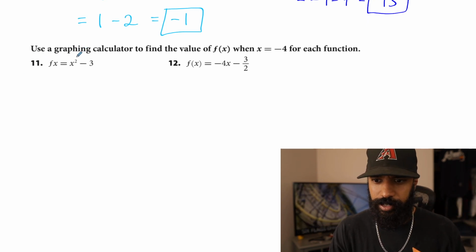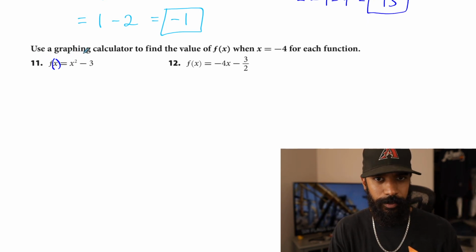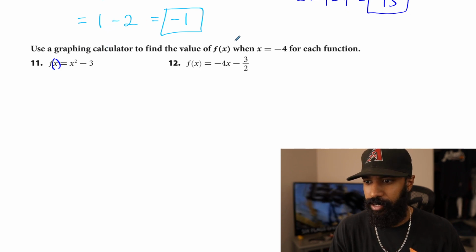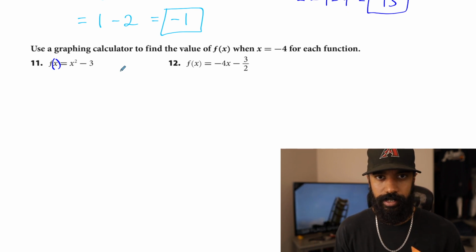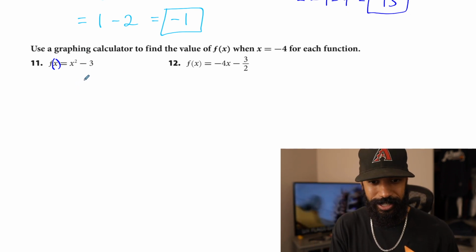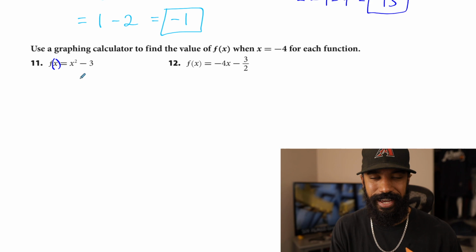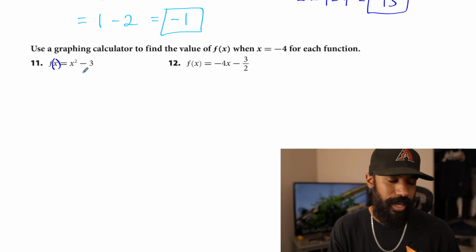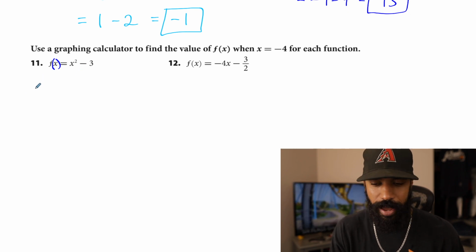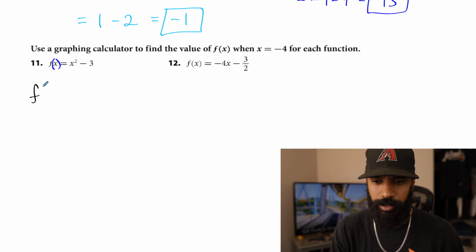This thing has some sort of typo. This should say f of x, just like the other ones. Use a graphing calculator, find the value. Okay, so same kind of thing. This time substitute negative 4. These problems are relatively easier than the previous problems. We're asked to do it once, and then they're not asking us to graph. Well, of course, they are suggesting we use a graphing calculator. I'm going to refrain if that's totally cool with you.